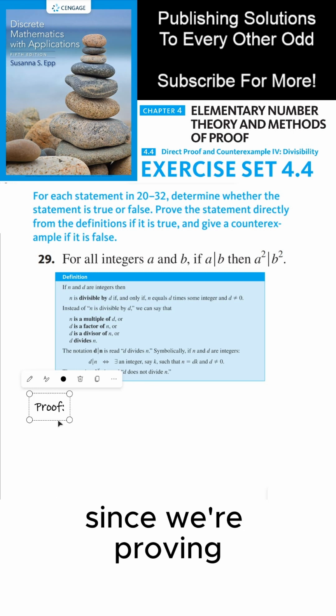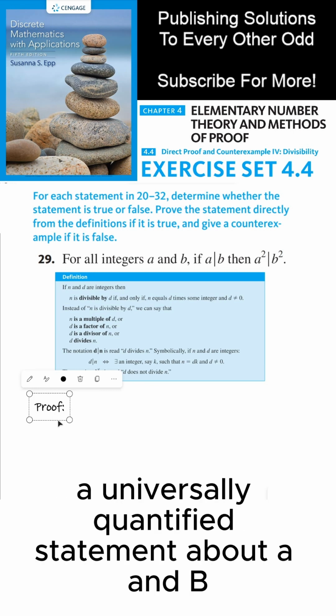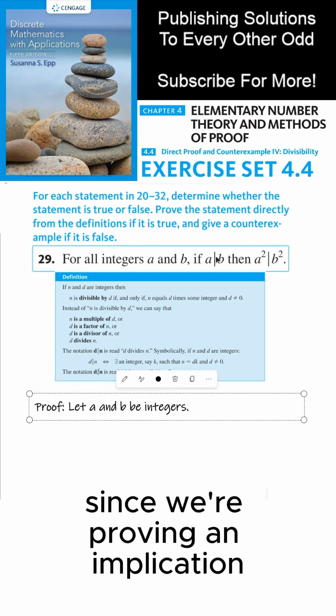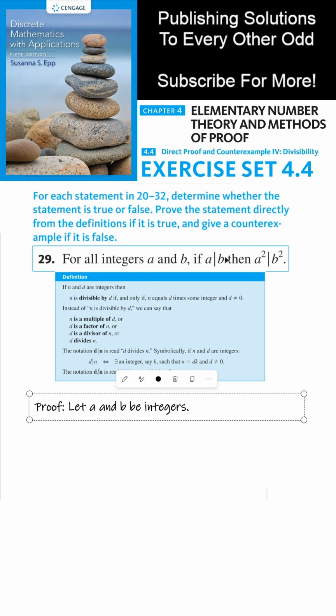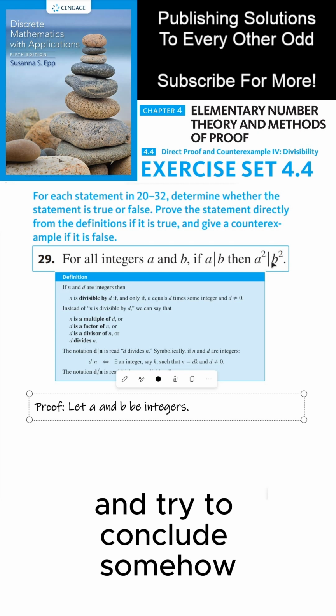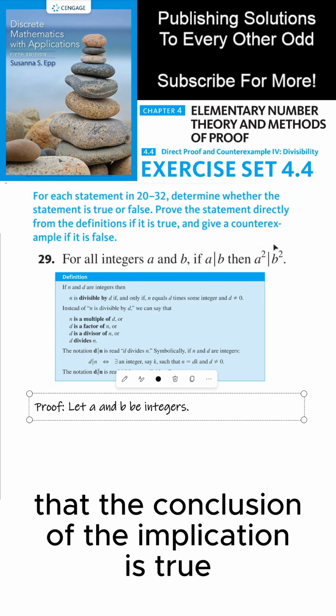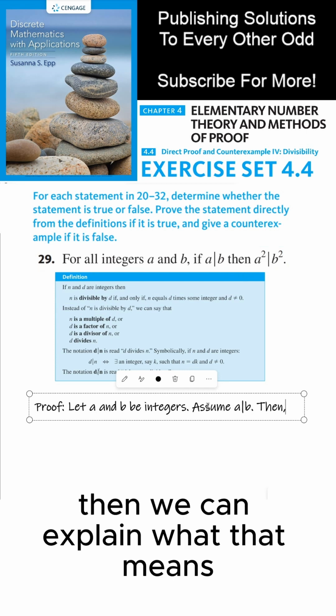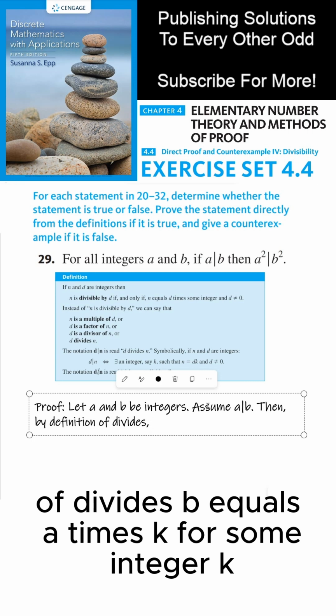Since we're proving a universally quantified statement about a and b, let's instantiate a and b as integers. Since we're proving an implication, let's assume the premises of this implication and try to conclude somehow that the conclusion of the implication is true. So assume a divides b. Then we can explain what that means by definition of divides. b equals a times k for some integer k.